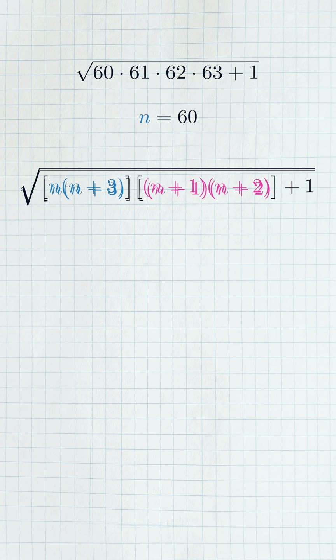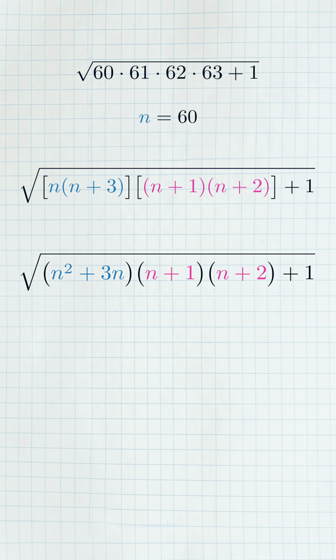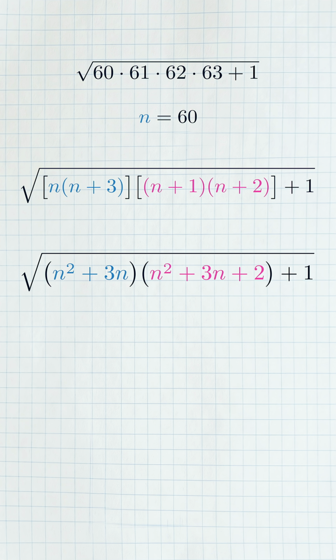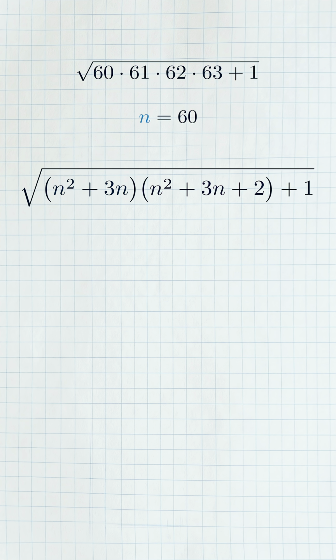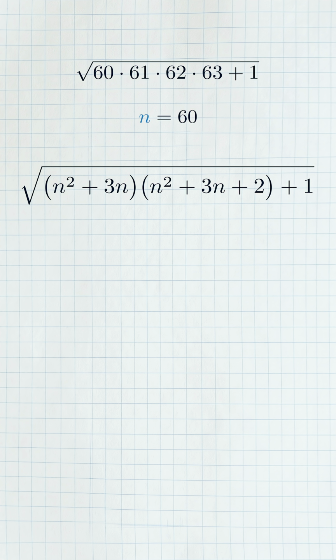Multiplying n by n plus 3 gives us n squared plus 3n, and then multiplying n plus 1 times n plus 2 gives us n squared plus 3n plus 2. And again, we're adding 1 to that whole thing, and all of this is under a square root sign. At this point, we're going to engage in a little bit of clever substitution. You'll notice that n squared plus 3n is common to both of those sets of parentheses.